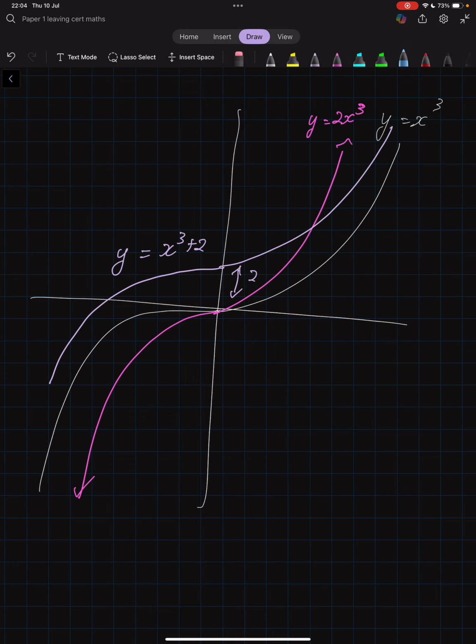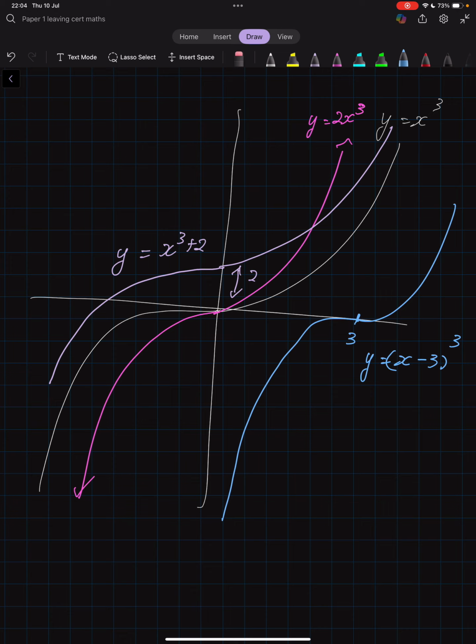And then you'd also have, if you moved it off over here, this would be y equals (x minus 3) cubed. Again, where this is 3. Okay? So that's your cubics, and that's fine.